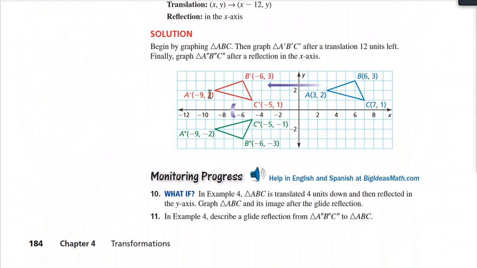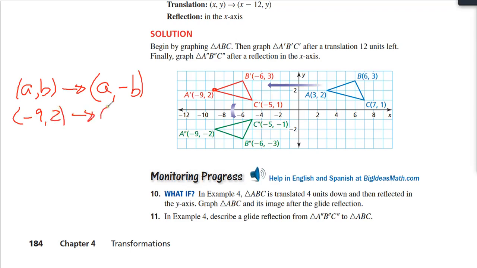Okay, so let me write that rule. AB becomes A negative B. So they started with -9, 2. So -9, 2 became -9, -2. There's -9, -2. If you're reflecting across this way, the amount that you go up becomes the amount you go down, or the amount you went down becomes the amount you went up, because you're reflecting across this way.